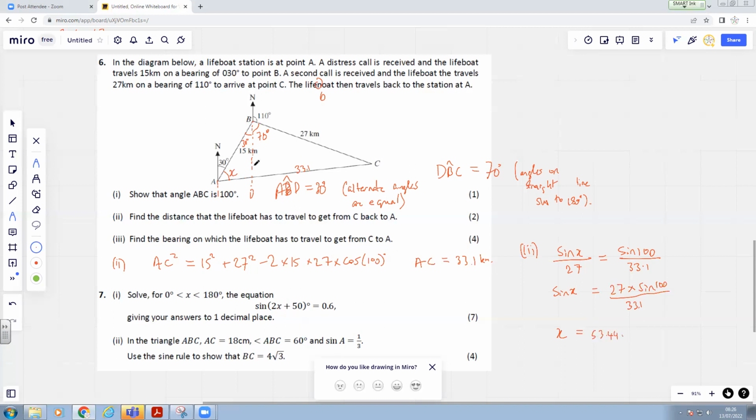I've worked out this angle, which means I now know this angle, because if that's 53.4, add the 100 to that, that's 153.4. So that's going to be 26.6, I think.